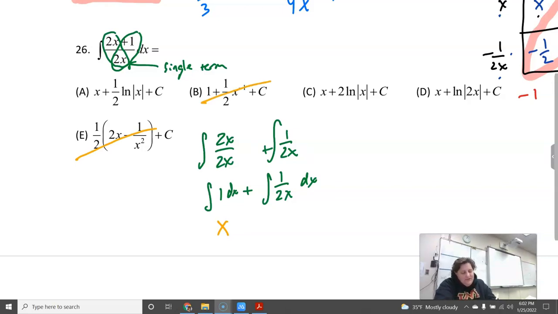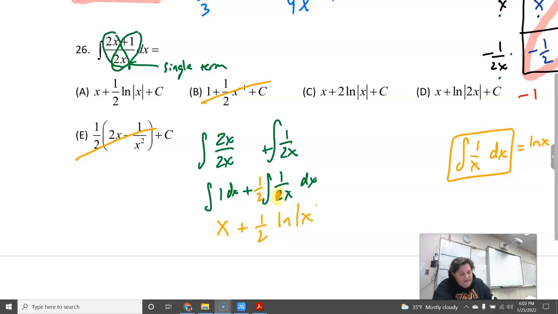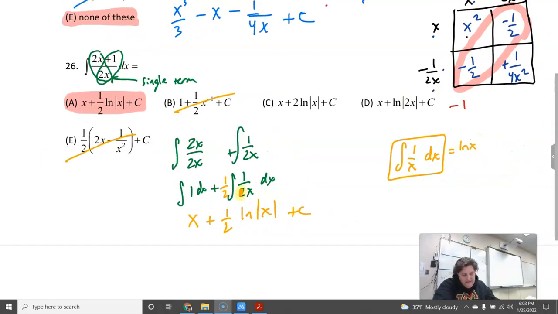Now this one, do you guys remember me telling you that whenever I have a single x on the bottom, it's an ln problem? What I'm remembering is this integral: 1 over x dx is ln x. Here's my issue. There's a 2 right there. But do you remember that we are allowed to bring this 2 outside because it's a constant? So it's 1/2, and the integral of 1 over x is ln of x. So it's 1/2 ln of x. So that's going to be this one right here. Nice.